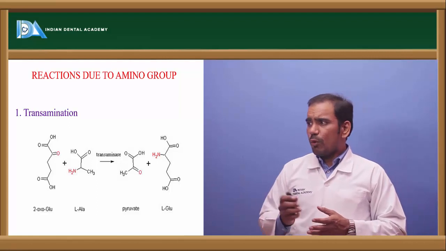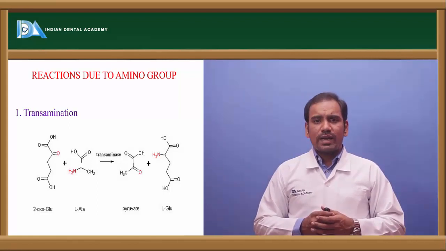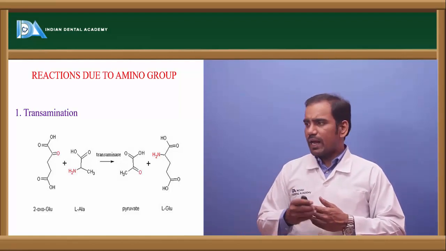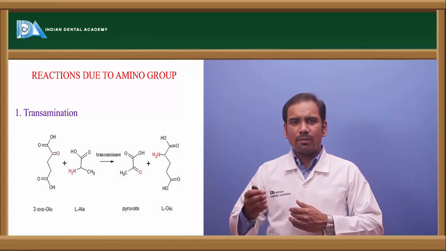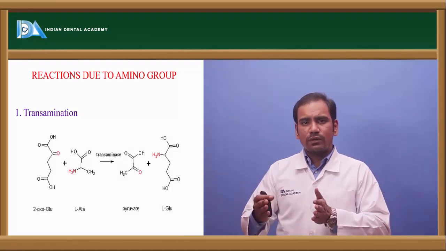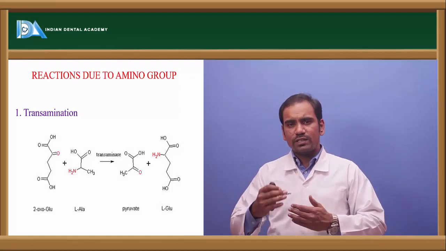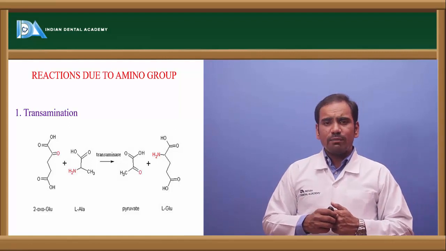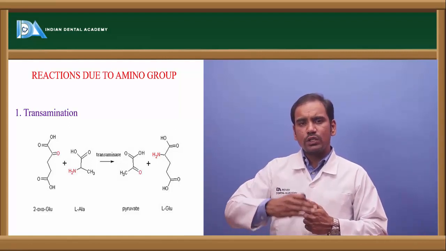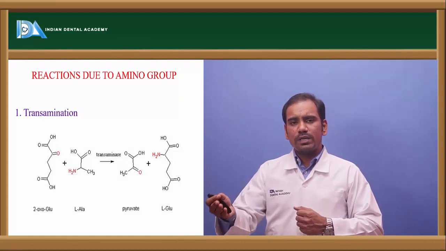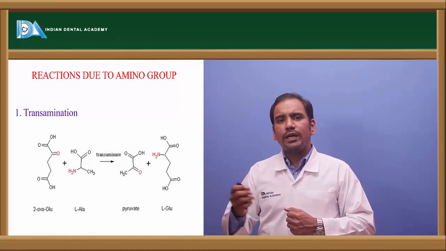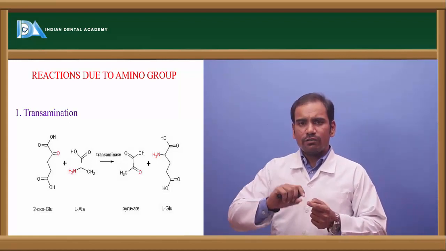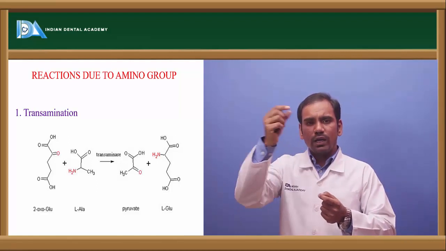And now the property due to the amino group: transamination. The name itself indicates the mechanism in this reaction. Trans means transfer, amination refers to the amino group. So there is transfer of the amino group. Basically, in transamination there is transfer of the amino group from an amino acid to a keto acid. That results in the synthesis of a new amino acid and a new keto acid. This process is called transamination. We are simply transferring the amino group from one amino acid to a keto acid.